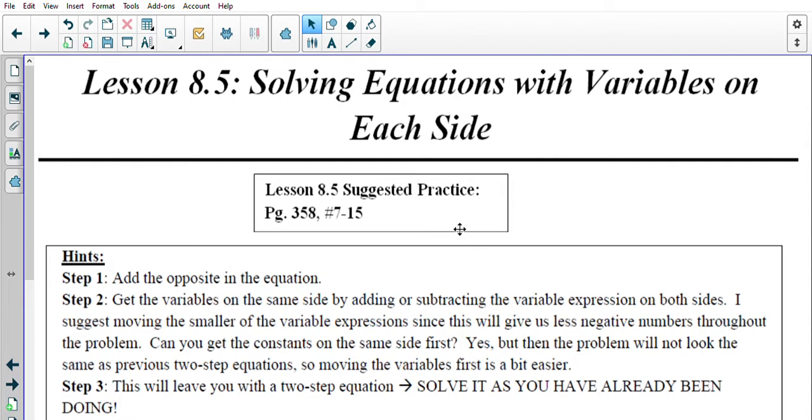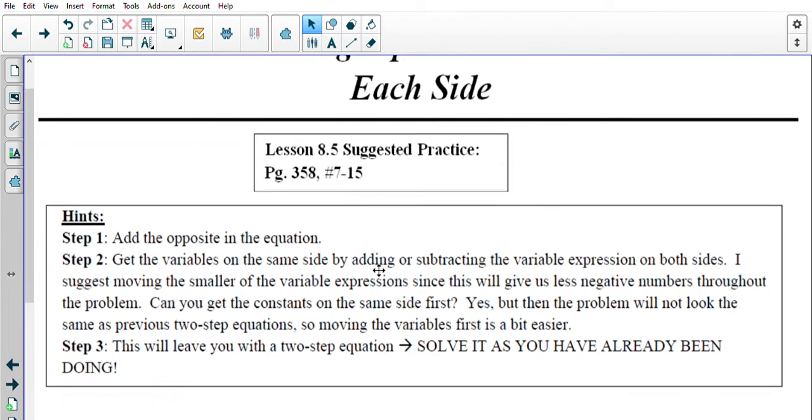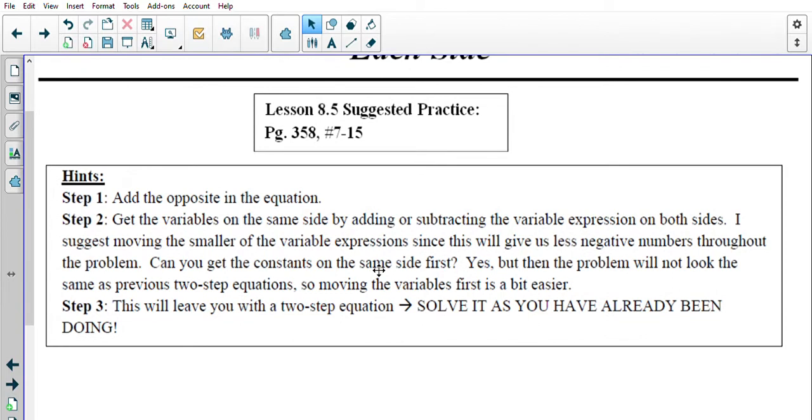So first thing I want to talk about is some hints or strategies that I think you should follow when you are trying to solve problems that have the same variable on both sides of our equation. The first thing I suggest you do is add the opposite in the equation. This is going to help us make sure we don't miss any of our negatives, because if we have a subtraction, that's the same as adding a negative. If we go to simplify anything, which we will have to do on some of these problems, it's definitely a good idea to add the opposite first.